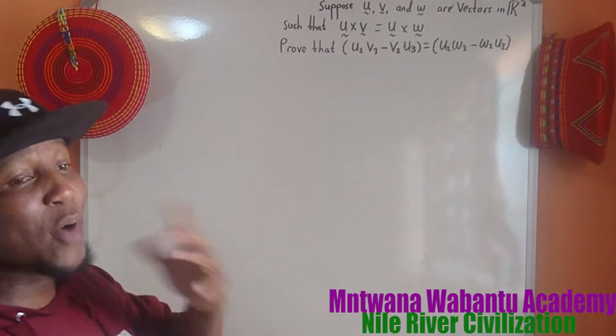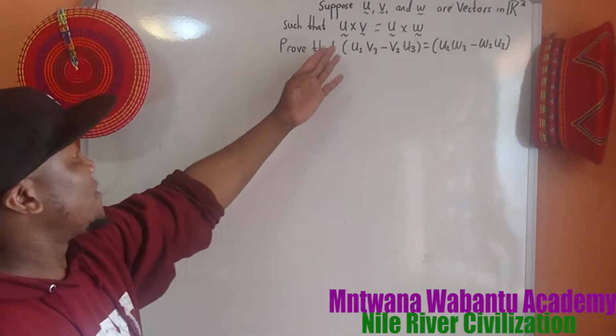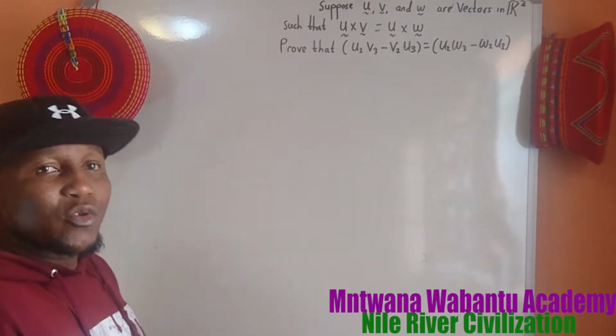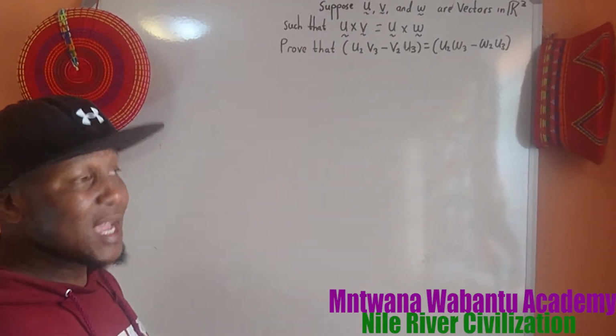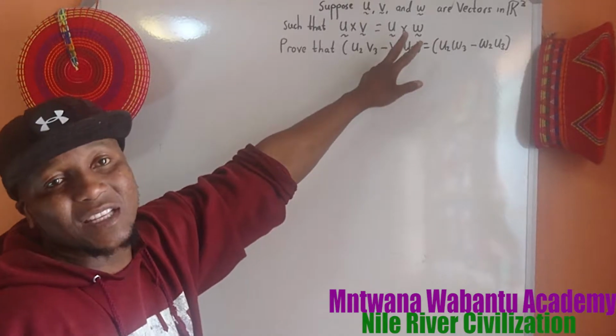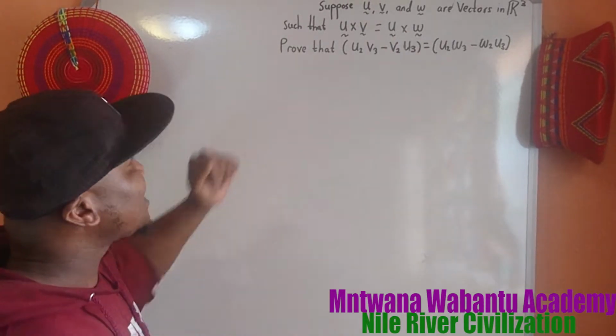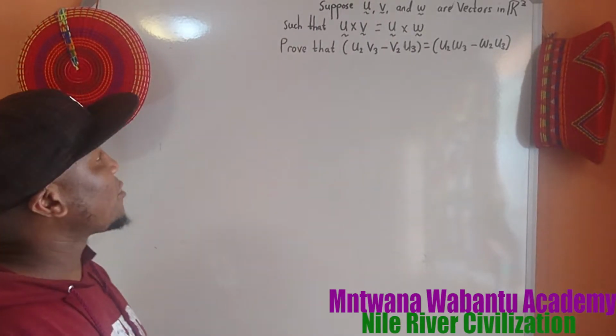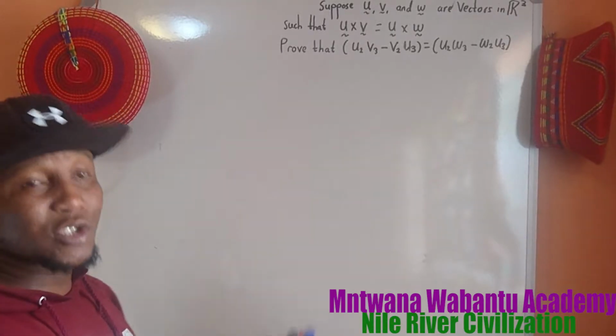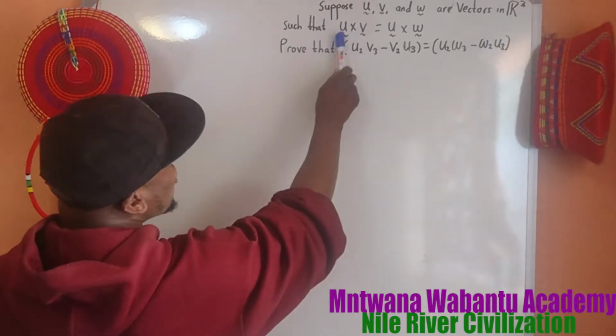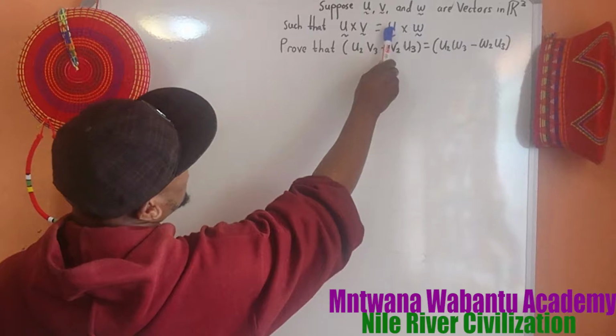So now, by hypothesis, if this holds, then this has to hold as well. Let's see how we're going to show that. First and foremost, let's say u cross v must be equal to u cross w.